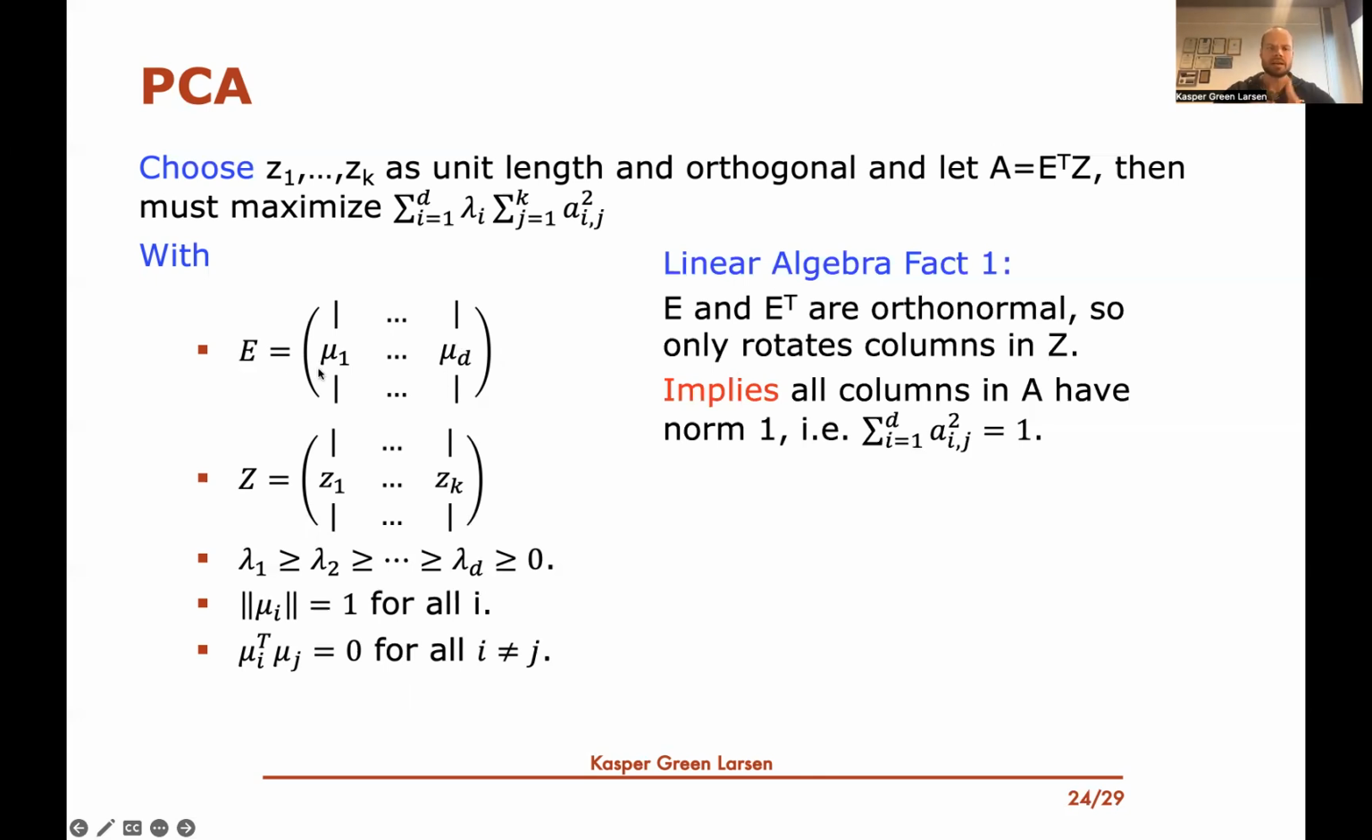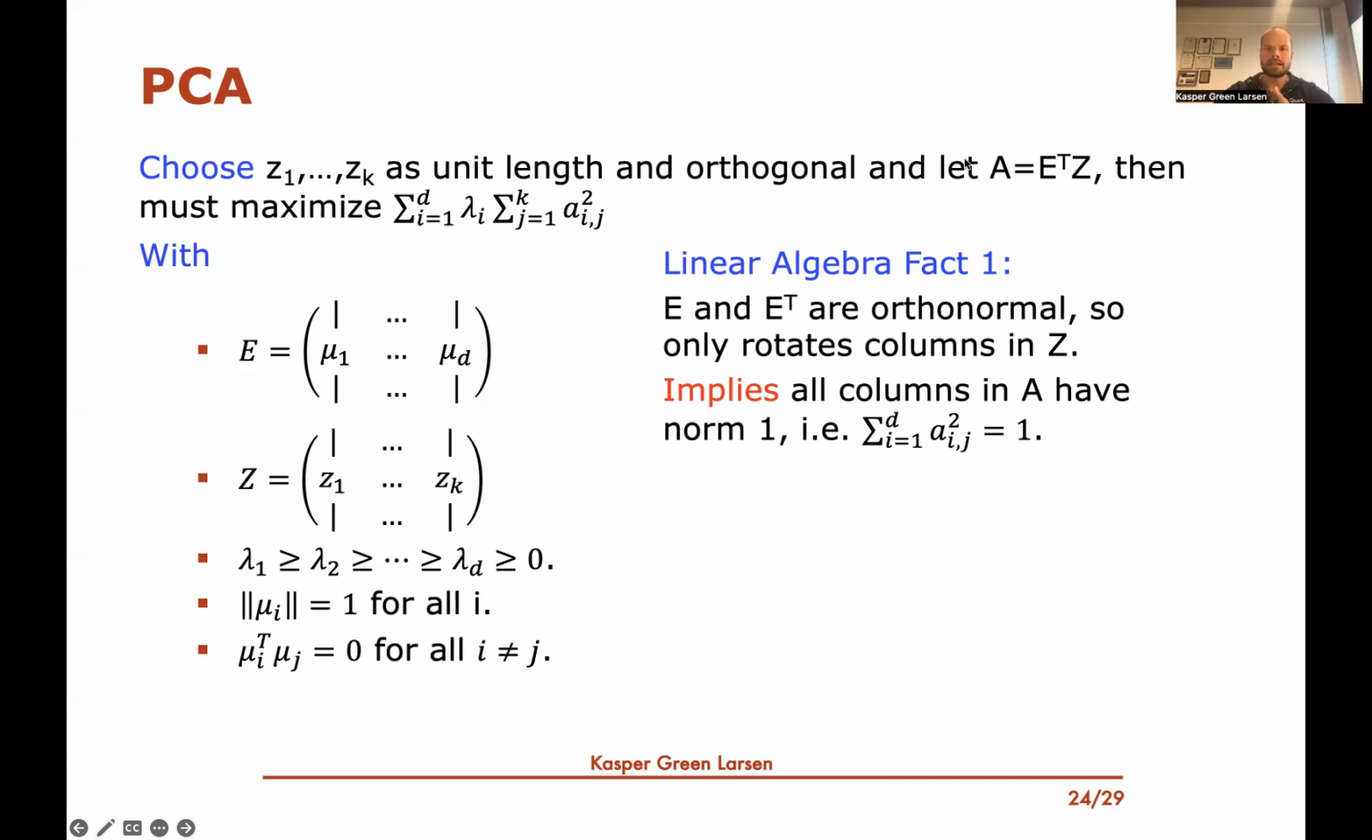It means if I multiply this E transpose onto Z here, as in the definition of A, the only thing that's happening is that the columns of Z will be rotated. So they will have the same norm as they had before. Right? This is an important property of such an orthonormal basis. It does not change the norm of the columns of Z. Right, and we're choosing the columns of Z to have unit norm, right? These are the vectors Z1 to Zk.